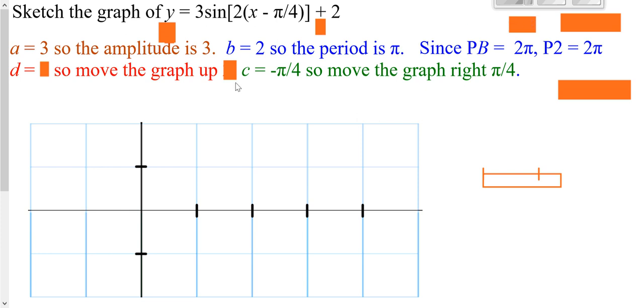Then we're going to go ahead and look at what D is. D is the vertical shift. That's what's added afterwards, so it's going to be up 2, so a vertical shift of 2 up. So now we're going to go ahead and graph this.